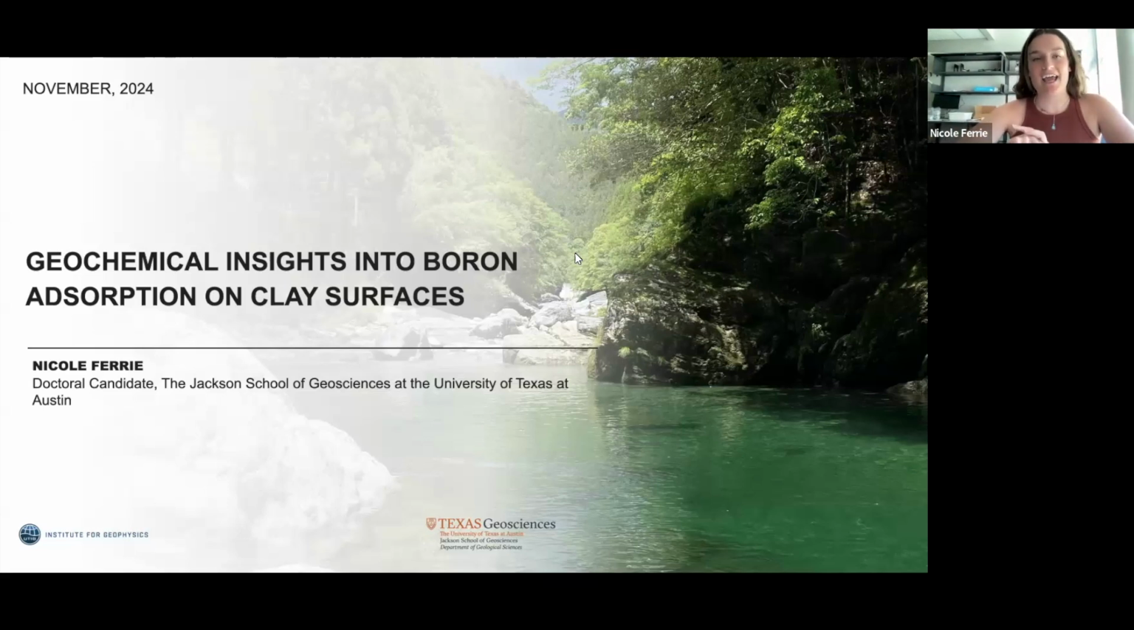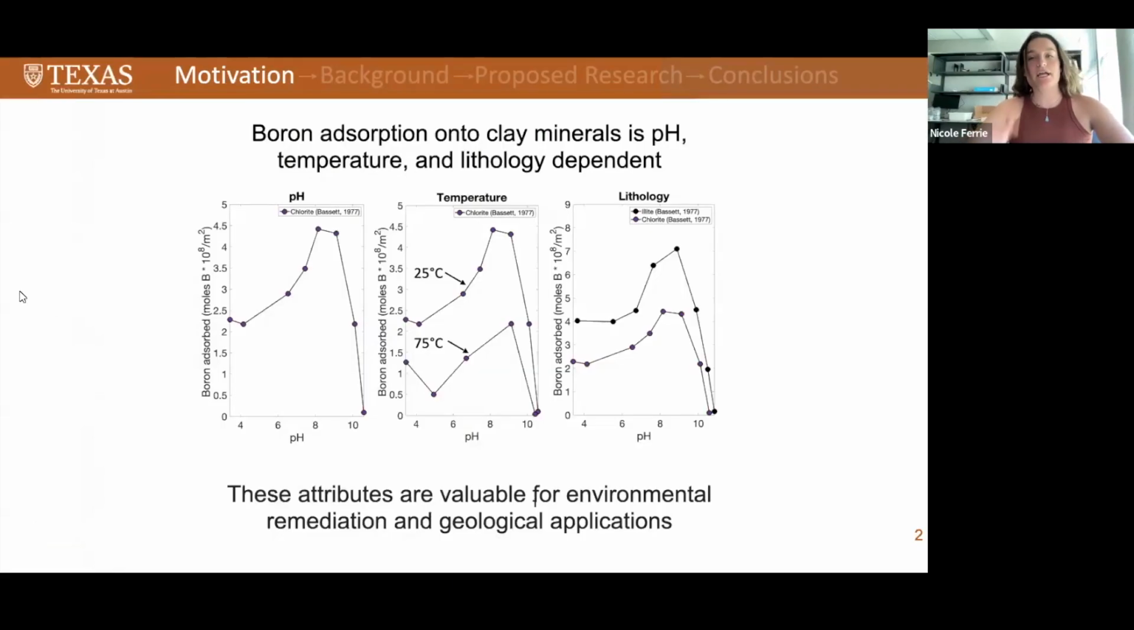Thank you guys. And so my research focuses on using geochemical insights on boron adsorption on clay surfaces and how these insights can be helpful in understanding Earth systems. So before getting into the Earth systems, I wanted to get a very basic understanding of boron adsorption onto clay surfaces. So boron adsorption onto clay minerals is pH, temperature, and lithology dependent. And here I have three figures indicating all those dependencies.